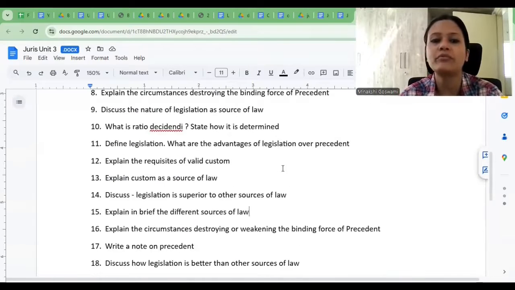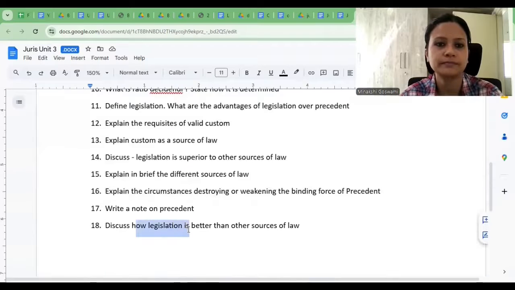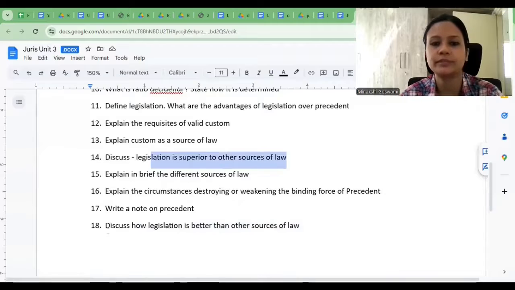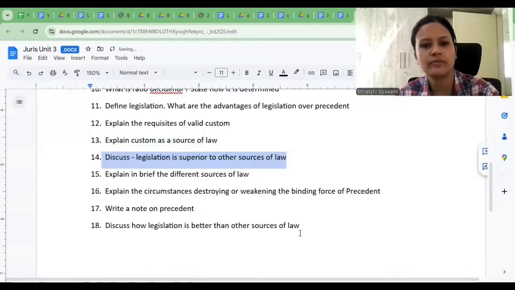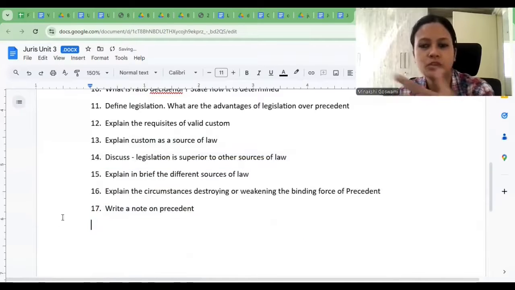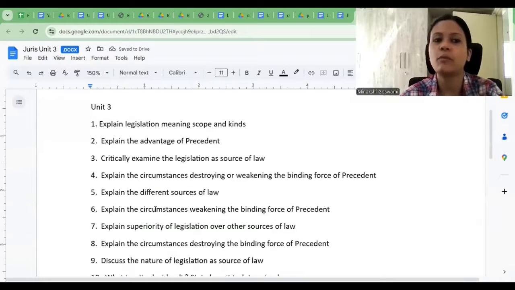So these are some of the questions that we can expect. These two are similar only. Discuss the nature of legislation. There was one more question, I think, related to this. Okay, this one. Discuss legislation is superior. So I can remove this one because it is the same only. Okay, maybe I will remove the other one. So total 17 important or probable questions from Unit 3 of Jurisprudence.